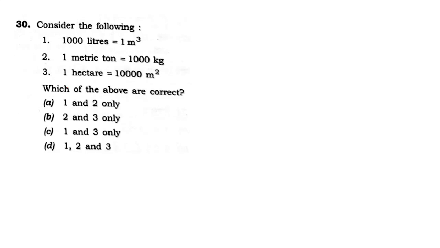Then this one, the 30th question, 1000 liters is 1 meter cube. Then you got 1 metric ton is 1000 kg, 1 hectare, 10,000 square meters. This is very basic conversion of units. All three are correct. So option D, 1, 2, 3 is the right answer.